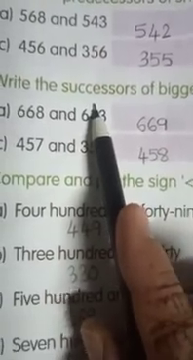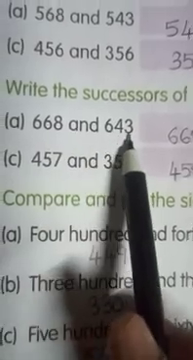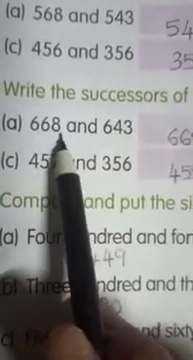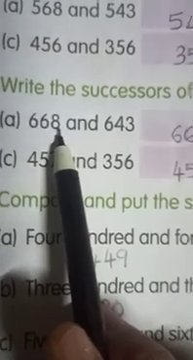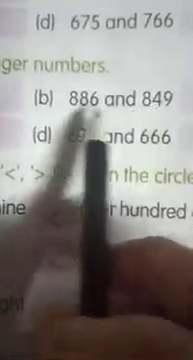Next, fourth question. Write the successor of bigger numbers. Children, what is the successor? Successor is nothing but the after number. So before writing the successor, you should find the bigger number first. From 668 and 643, 668 is the bigger one, and the successor of 668 is 669. Next, from these two numbers, 886 is the bigger one, and the successor of this number is 887.